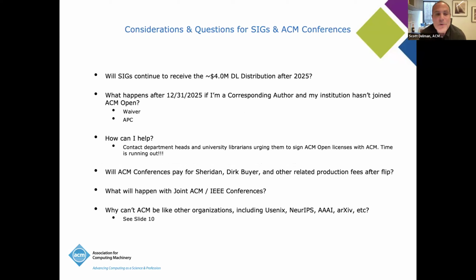Okay, some considerations for SIGs. Will the SIGs continue to receive that distribution? The short answer is yes. Certainly in the coming years, in the next 2 to 3 years, we're confident of that. If the model itself is not sustainable, meaning not enough institutions join, then I think ACM's leadership will look at everything on the table and decide what they need to do to be sustainable as an organization and as an open access publisher.